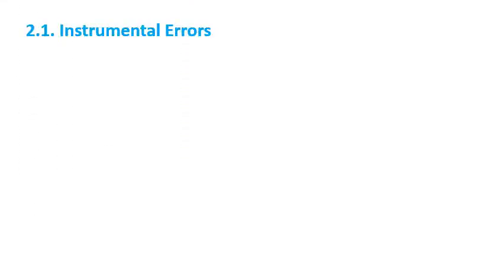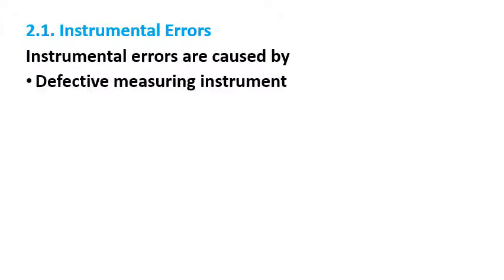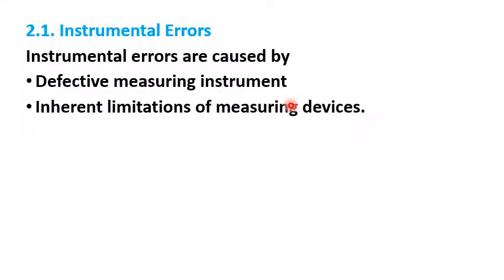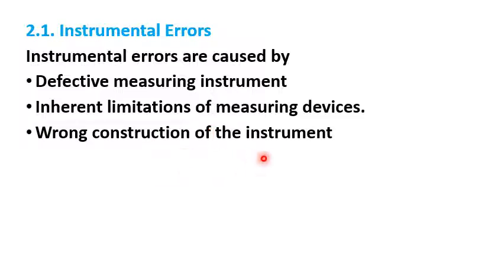Instrumental errors are the first category of systematic errors. Instrumental errors are caused by defective measuring instrument. Sometimes the measuring instrument may be a defective one. Then inherent limitations of measuring devices. Measuring devices may have some limitations which cannot be avoided. Then wrong construction of the instrument. Sometimes the instrument may be constructed or installed in a wrong way.